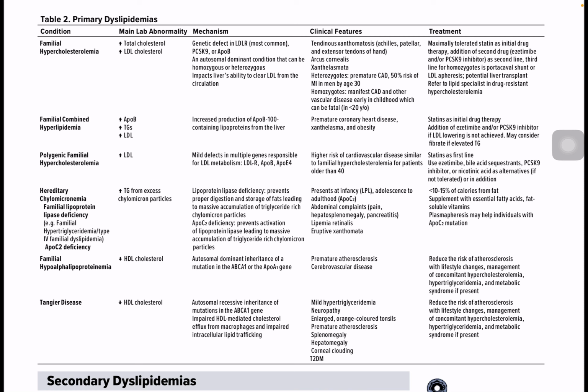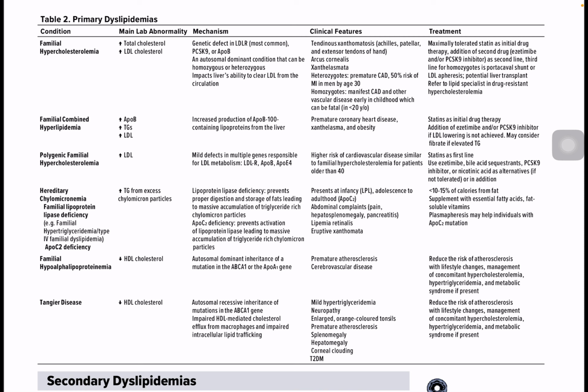It's a serious condition. It's an autosomal dominant genetic disorder where there is high total cholesterol and high LDL, and this is known as familial hypercholesterolemia. What is the treatment? Maximally tolerated statin as initial drug therapy. Addition of a second drug, ezetimibe; PCSK9 inhibitor as second line; third line of homozygous portocaval shunt or LDL apheresis. Potential liver transplant. Refer to a lipid specialist in drug-resistant hypercholesterolemia.